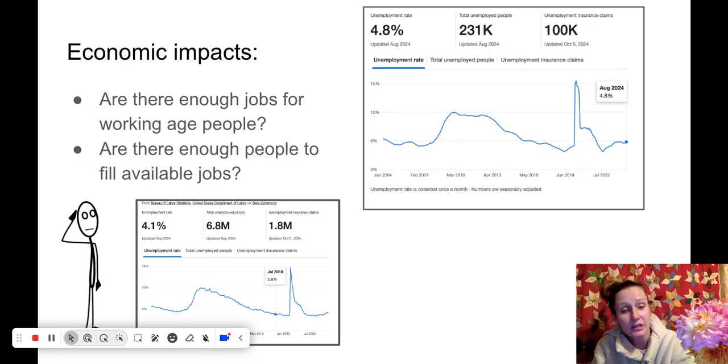Are there going to be charities to help support them? Are they going to be likely to move someplace else? Right? What are the options? And then on the flip side, are there enough people to fill available jobs?